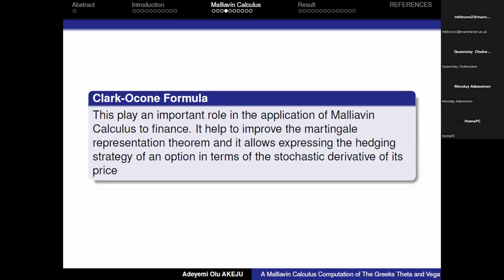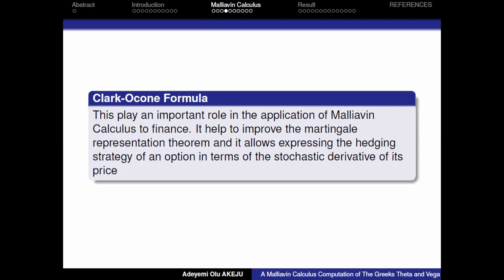These are the concepts used in Malliavin calculus when it has to do with application in finance. One of them is the Clark-Ocone formula. This is a formula that we use often, and it plays an important role in the application of Malliavin calculus to finance. It helps us to improve the martingale representation theorem, and it allows us to express the hedging strategy of an option in terms of the stochastic derivative of its price. I will come back again to that.